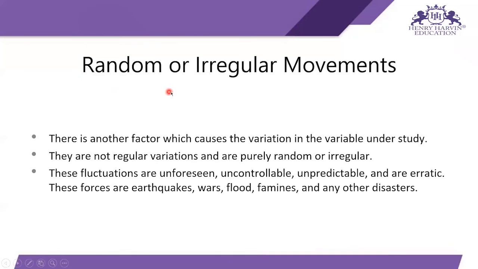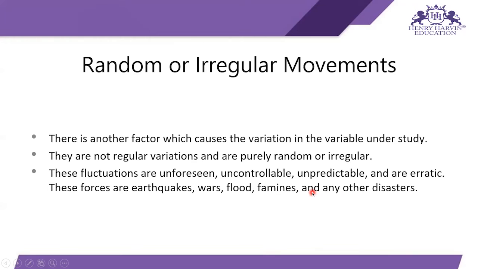Next is random or irregular movements. There is another factor which causes variations in the variable under study. They are not regular variations and are purely random or irregular. These fluctuations are unforeseen, uncontrollable, unpredictable, and erratic. These forces are earthquakes, wars, floods, famines, and any other disasters.